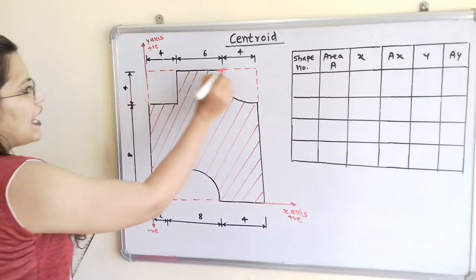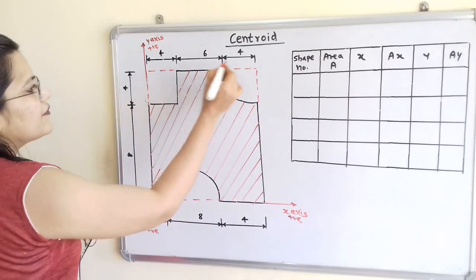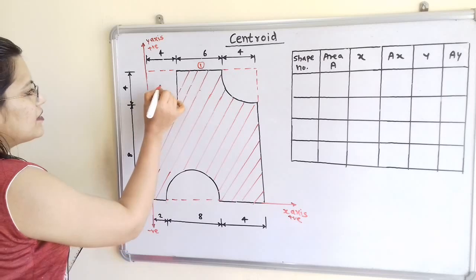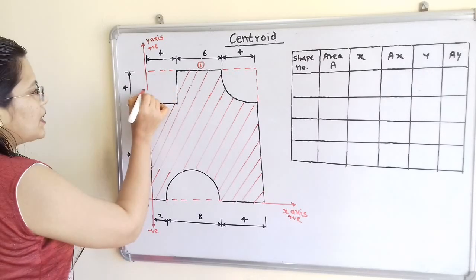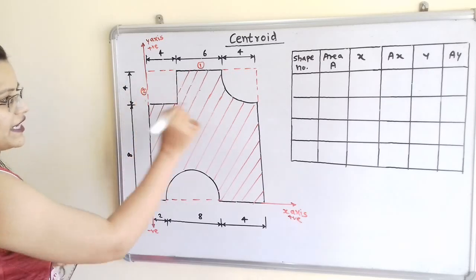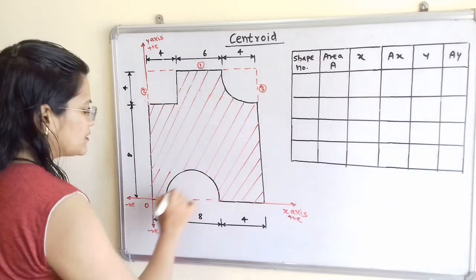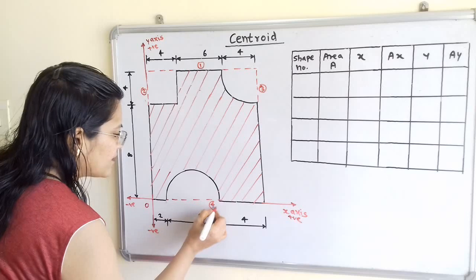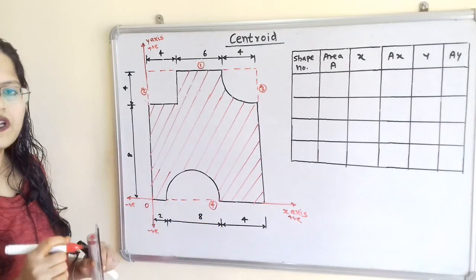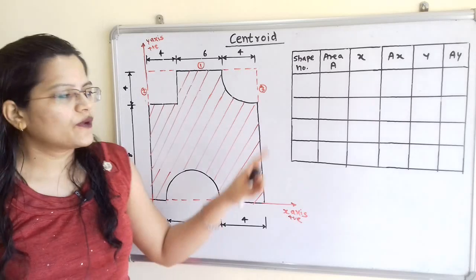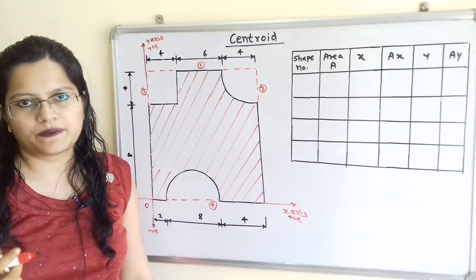Now we will give numbers to the shape. So for this larger rectangle, we will give shape number 1. Then this second rectangle, we will give the shape number 2. This is the smaller rectangle. Then for this quarter circle, we will give shape number 3, and for this semicircle, we will give shape number 4.